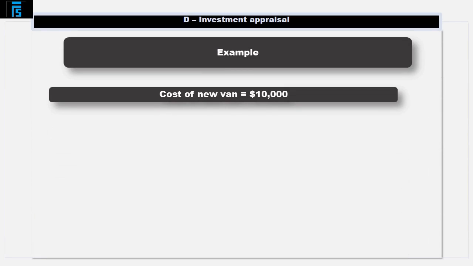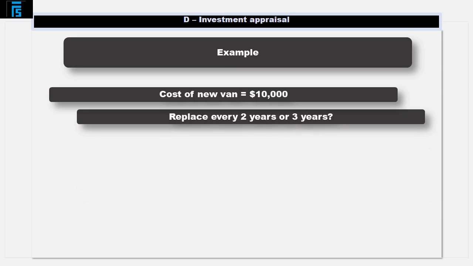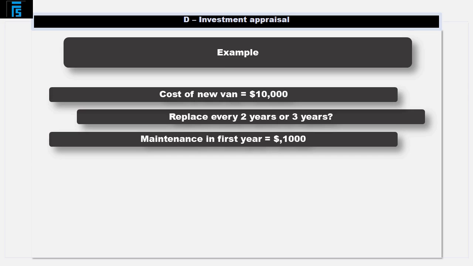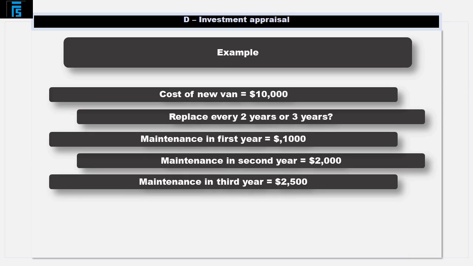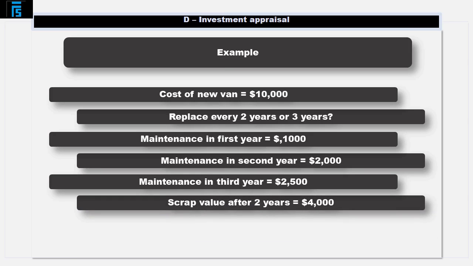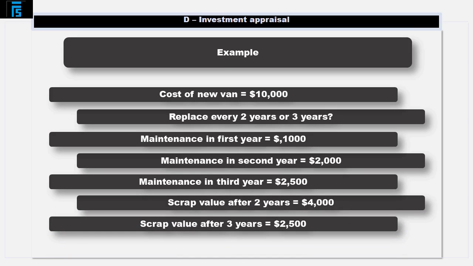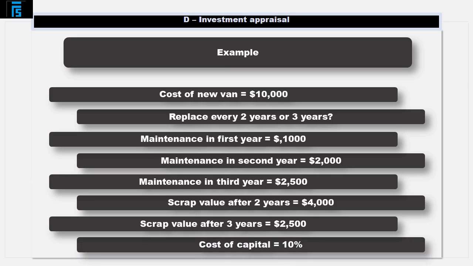Suppose the delivery van costs $10,000 brand new and the company is trying to decide whether to replace the van every 2 or every 3 years. It costs $1,000 to maintain in the first year, $2,000 in its second year, and $2,500 in its third year. If the van is sold after 2 years, its scrap value is $4,000. After 3 years, its scrap value is $2,500. The cost of capital is 10% per annum.